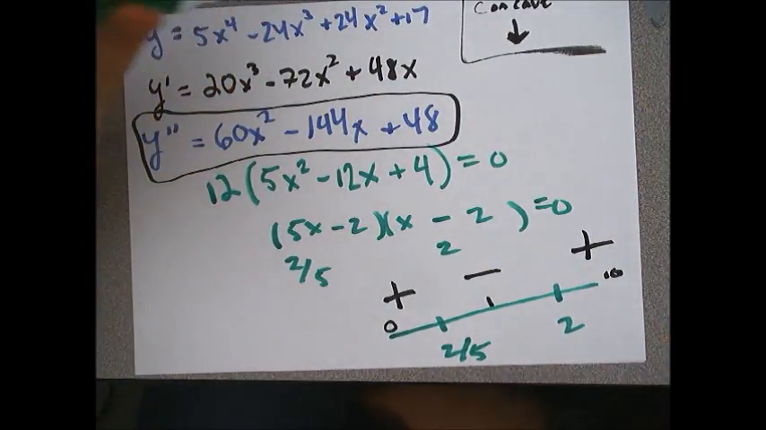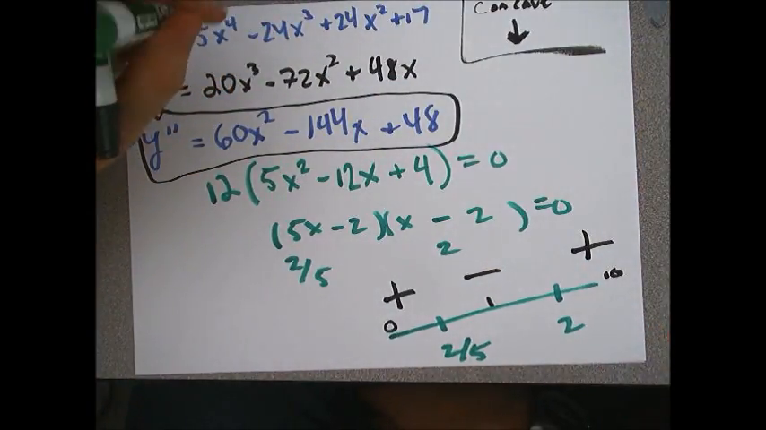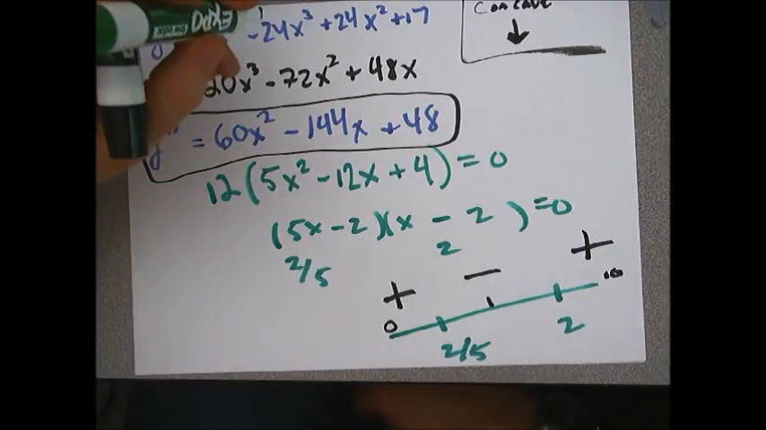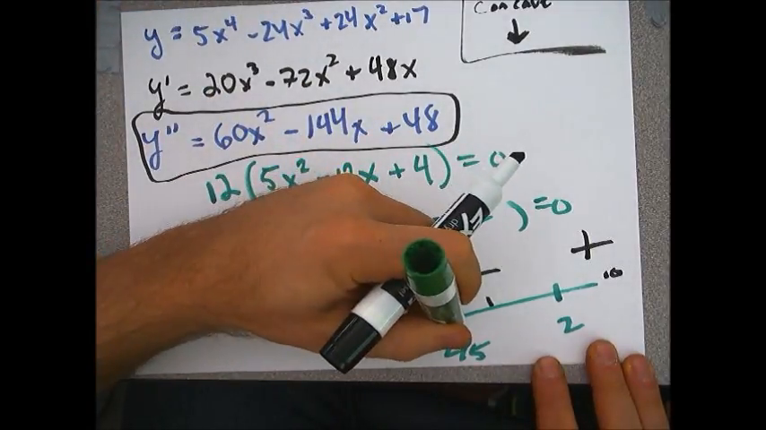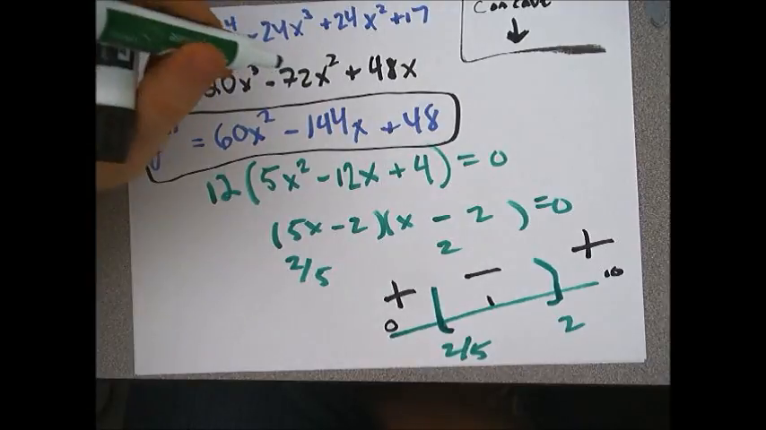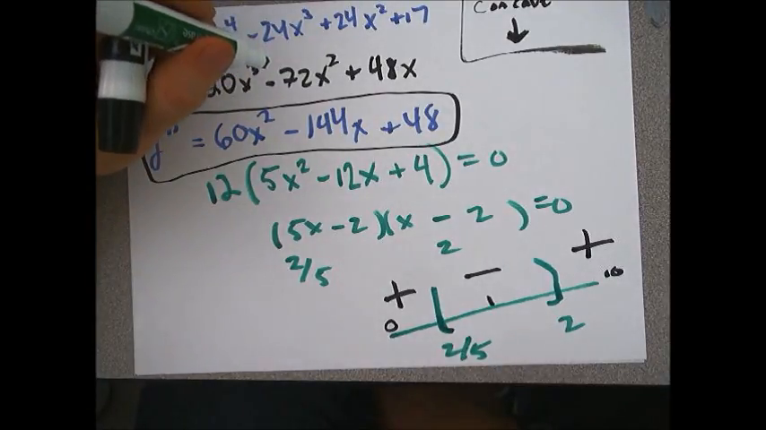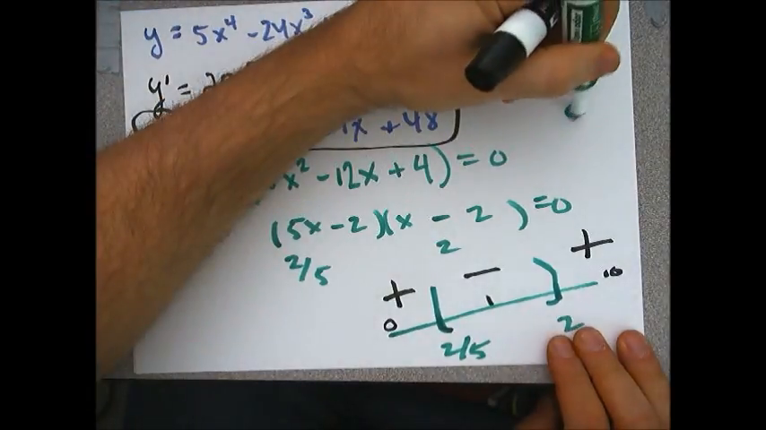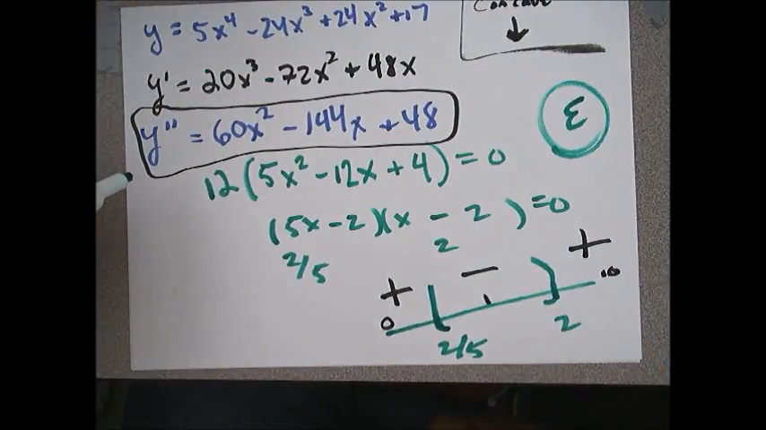Back to the question, number 5. It says we want concave down. So I want the interval from what? 2/5 to 2, and that would be choice E. Make sense?